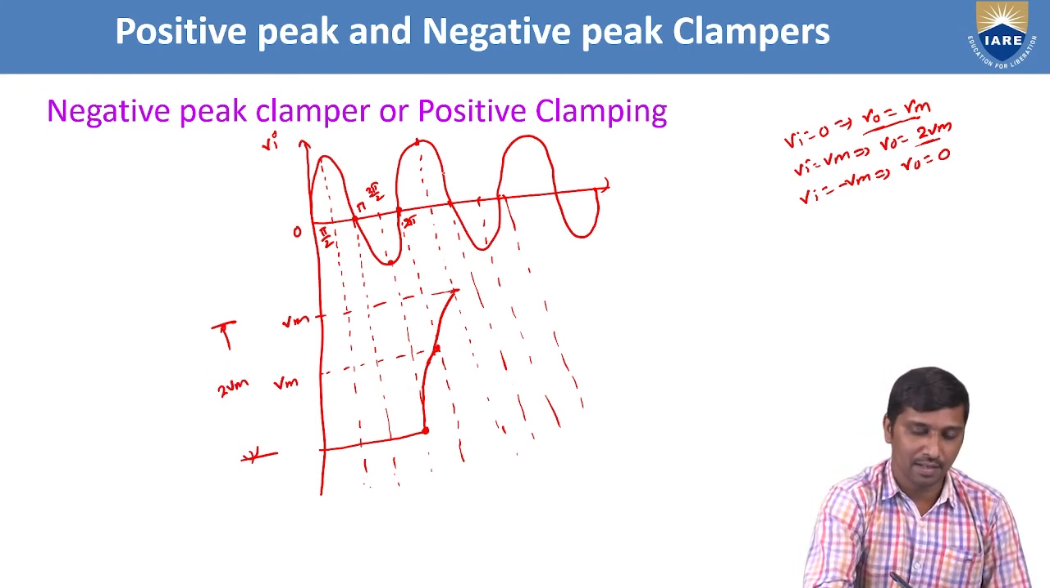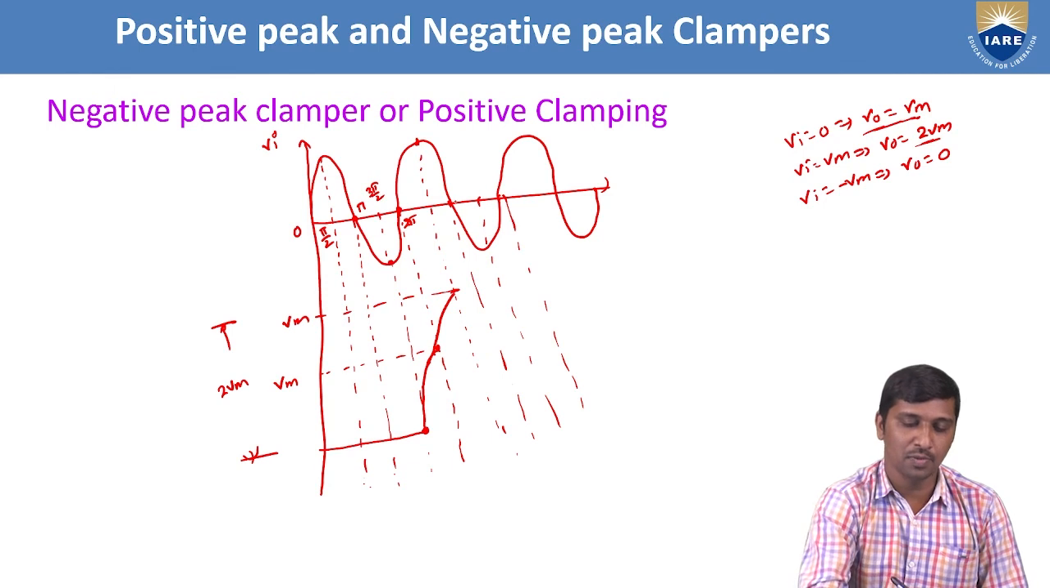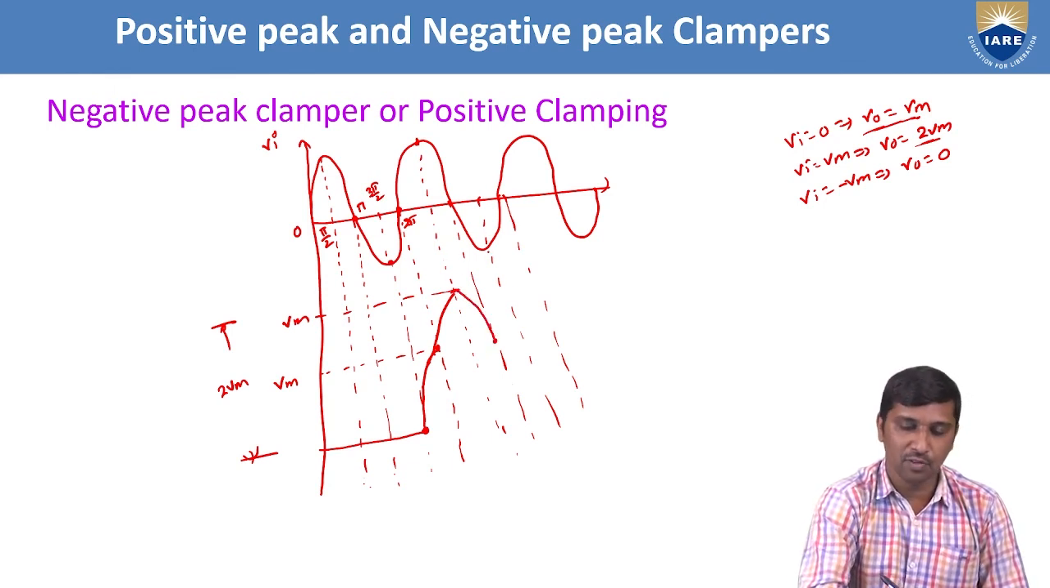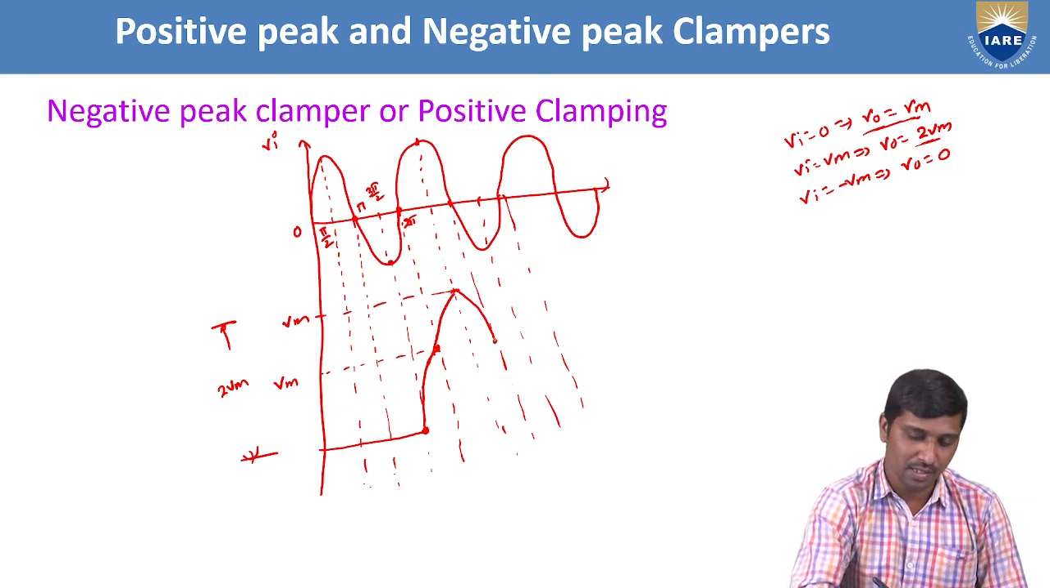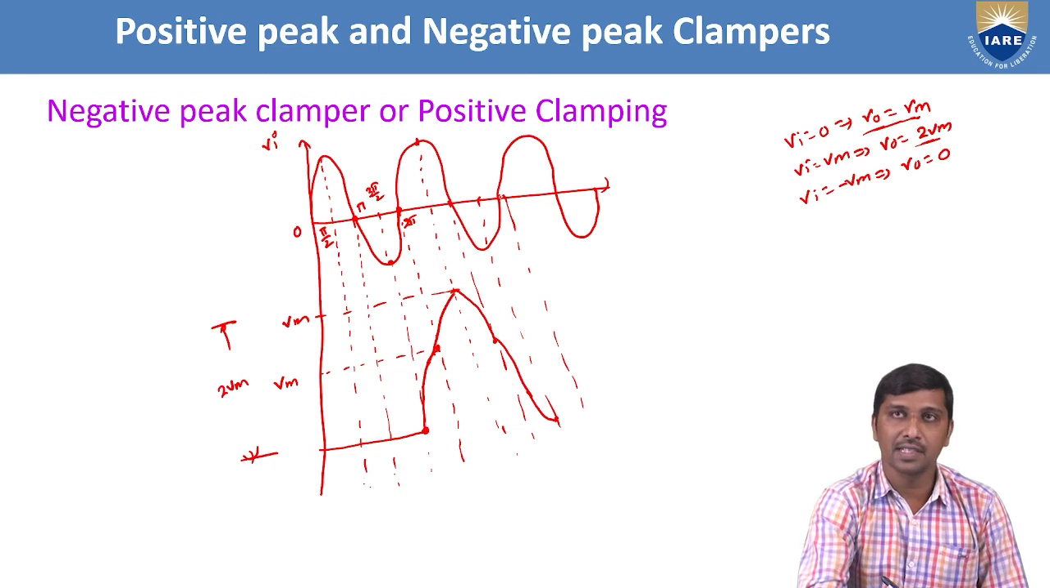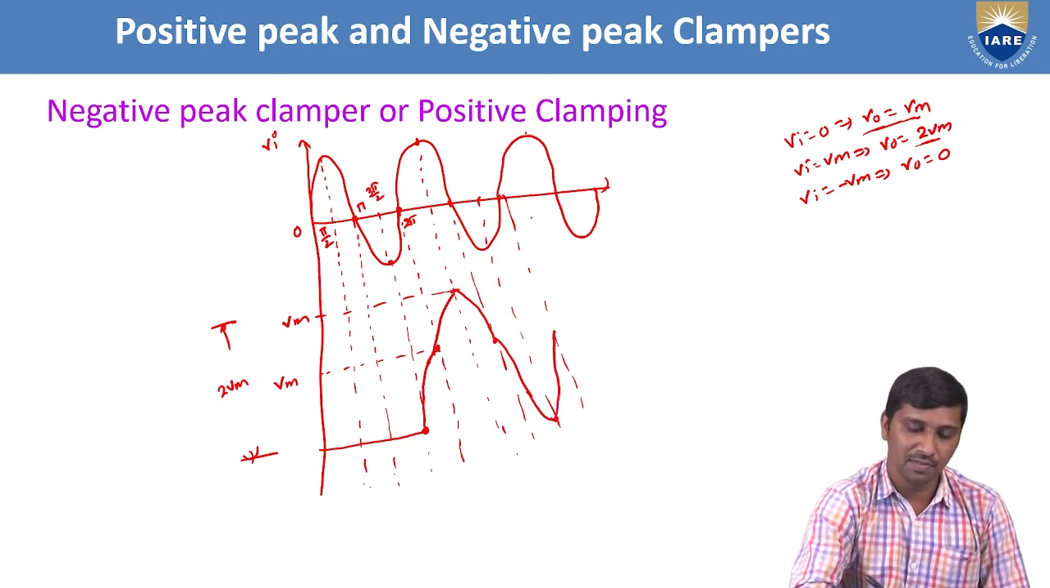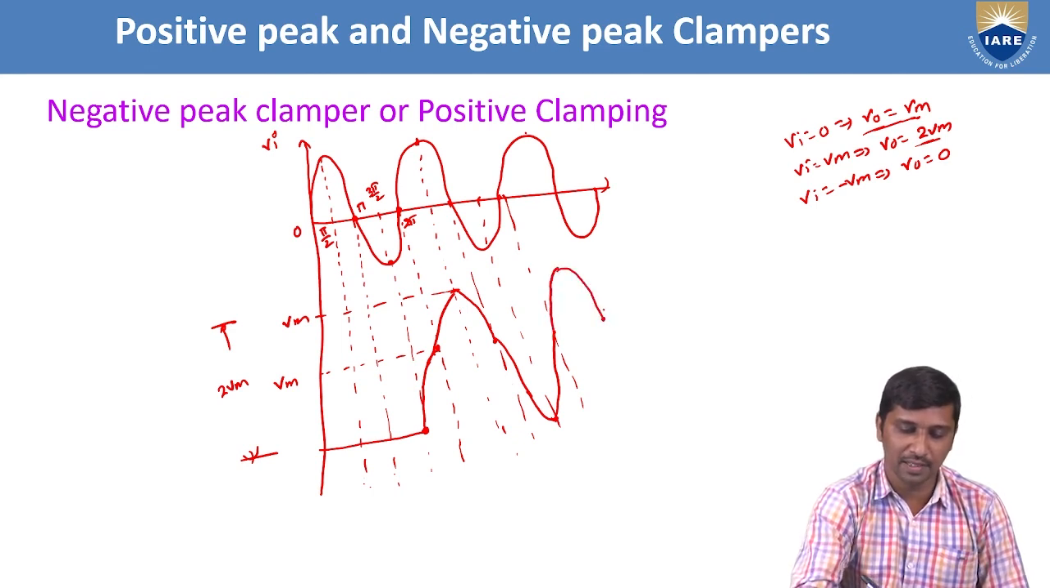Now similarly again, when Va is 0, it goes from 2Vm to Vm. Then again when Va equals minus Vm, the output is 0, so again it reaches 0. Now again when Va is 0, V0 reaches Vm. Again when Va is Vm, it reaches 2Vm. Then again when Va is 0, it reaches Vm, and when Va is minus Vm, it reaches 0.